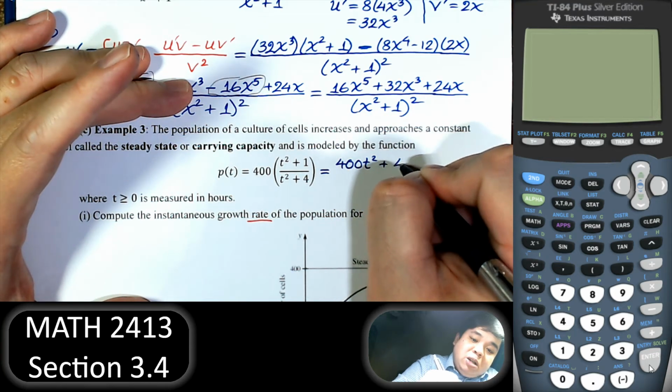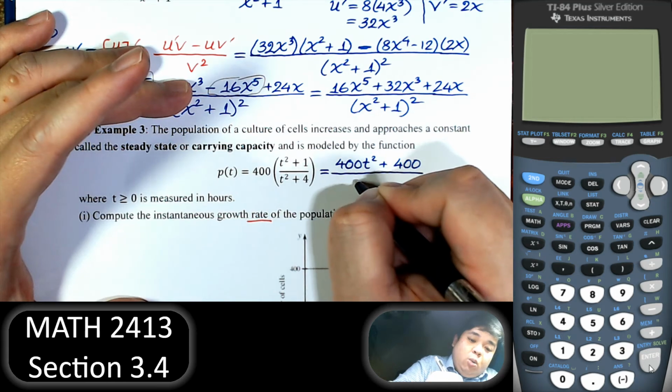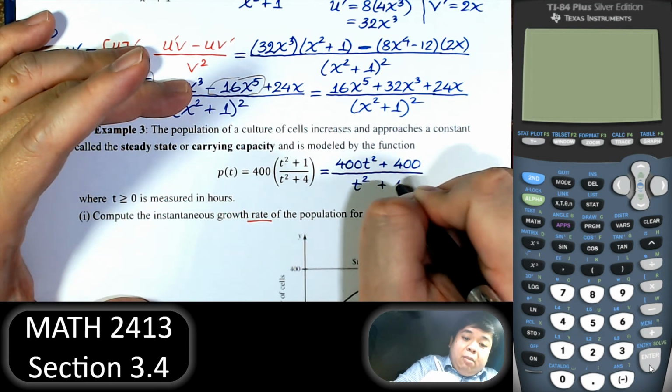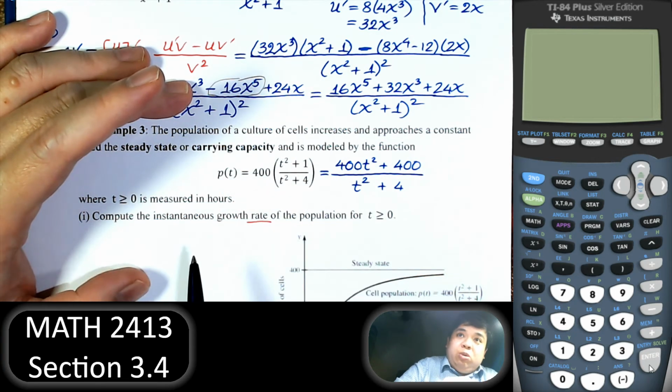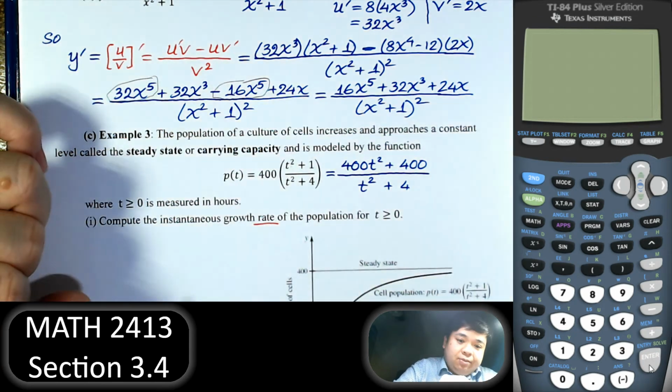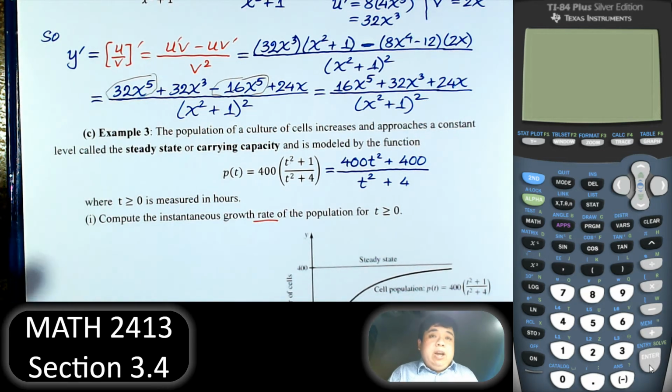Because it's much nicer if we just have one big quotient, one top, one bottom. By the way, when you multiply that number, only multiply to the top, don't multiply to the bottom. We don't distribute like that. Just multiply to the top. That's what we have. Now from here, because that is the quotient, if we want the derivative, quotient rule, right?